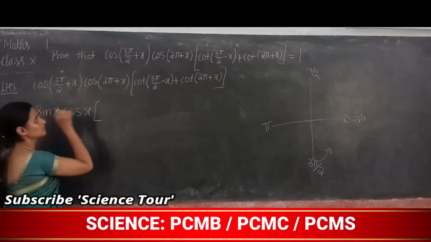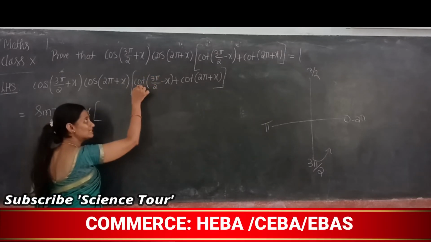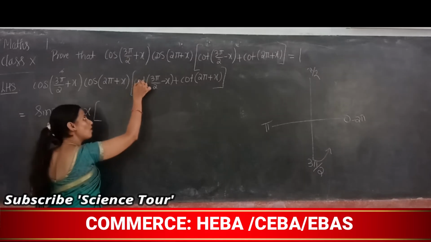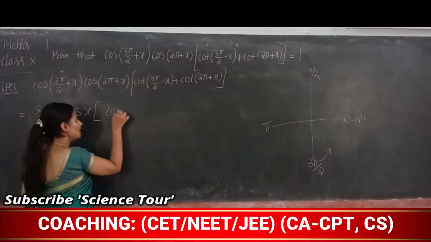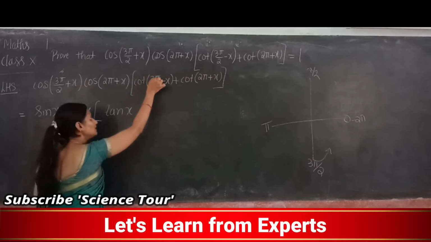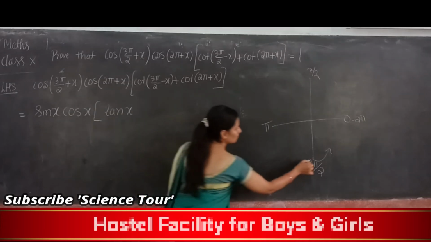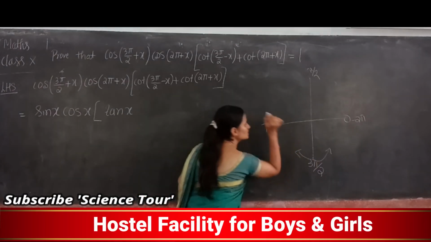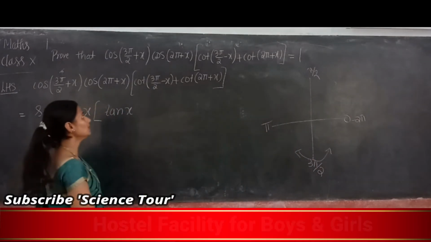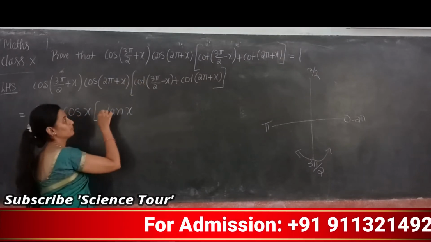So now next this one. Cot 3 pi by 2. Does it change? Yes. Cot changes to tan x. Right? Tan x. Next, cot 3 pi by 2 minus x. 3 pi by 2 minus x means which quadrant? Third quadrant. In the third quadrant cot is positive.